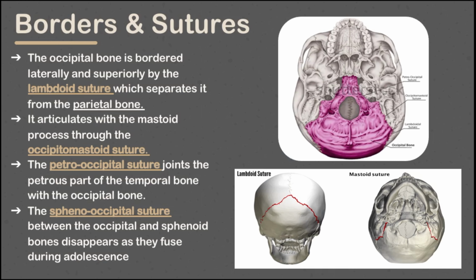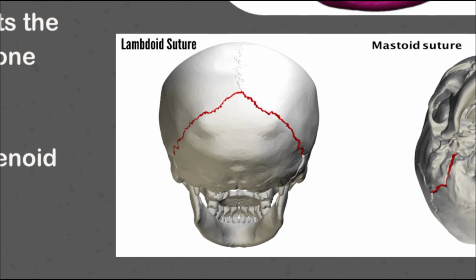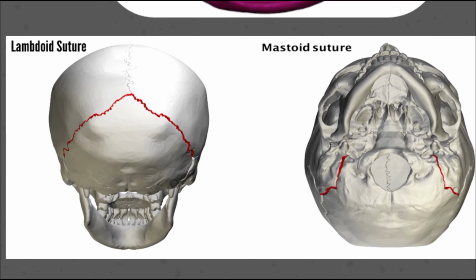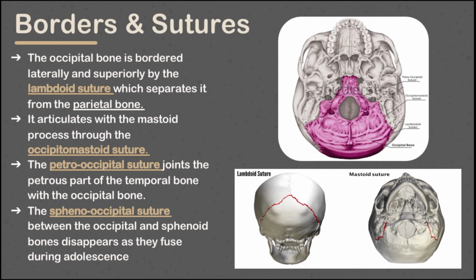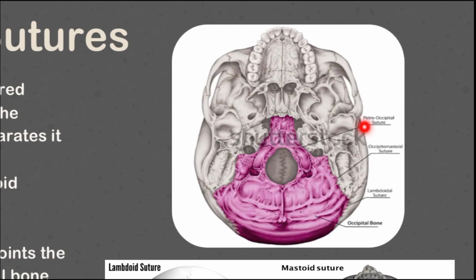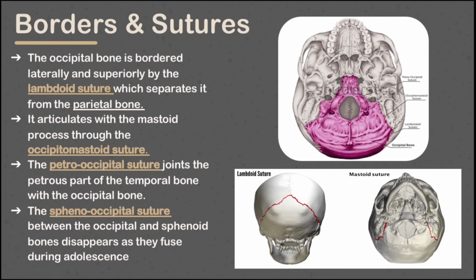The occipital bone is bordered by several sutures. The lambdoid suture, which borders it superiorly and laterally and separates it from the parietal bones. The occipitomastoid suture, the joint between the occipital and the mastoid process. The petro-occipital suture, the joint between the petrous part of the temporal and the occipital bone. Also, we have the spheno-occipital suture between the occipital and the sphenoid bone, which disappears as they fuse during adolescence.